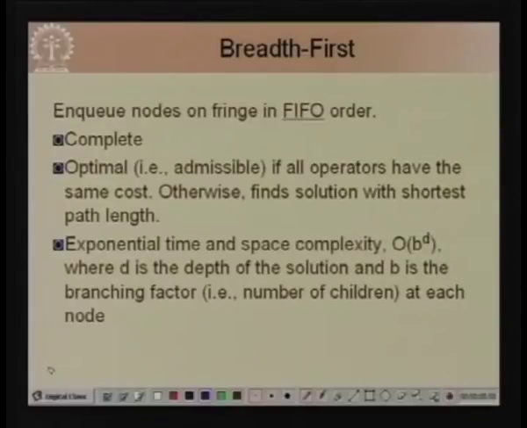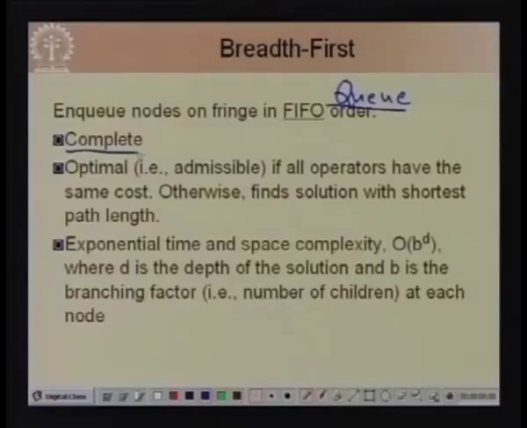We have seen that in breadth first search, the generated nodes are put at the back of fringe, that is, new nodes are put on the fringe in first in first out order or FIFO order, like a queue. So, fringe is actually implemented as a queue, new nodes are put at the back of the queue, and the node to be expanded is the first node in front of the queue.